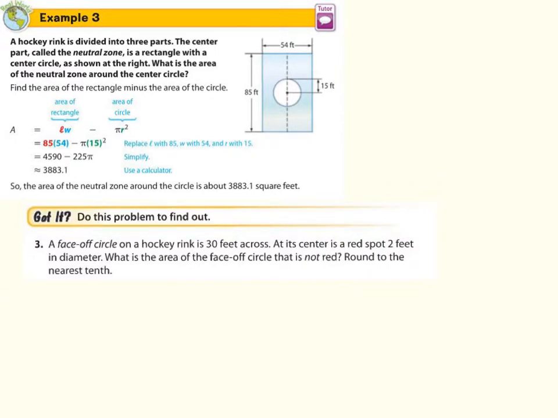Okay, so in example 3, now you're starting to get into situations where you have shapes within shapes. So here you have a circle within a rectangle. If you read the question, it's asking you pretty much to find the neutral zone without the circle. So we're going to find the area of the rectangle, but then you have to minus the area of the circle in order to figure out that whole shaded blue area.